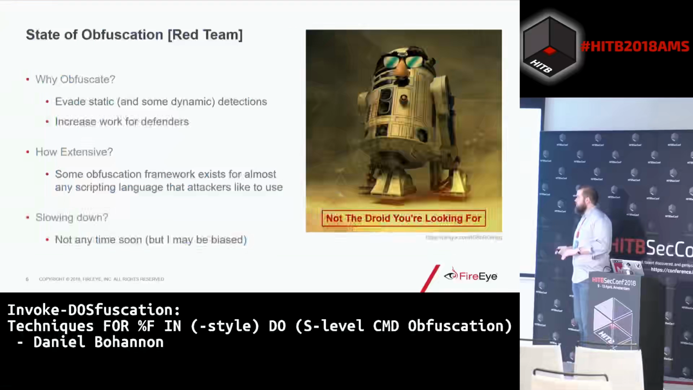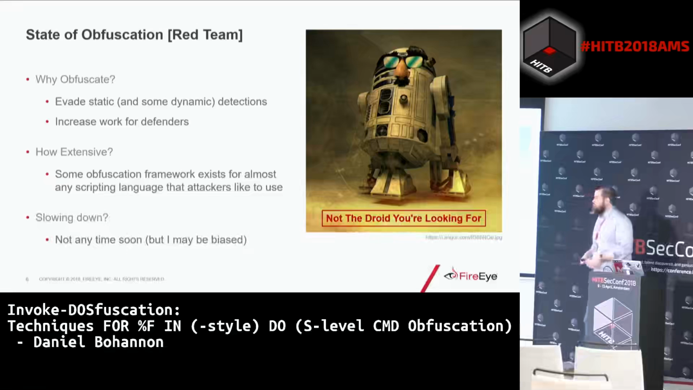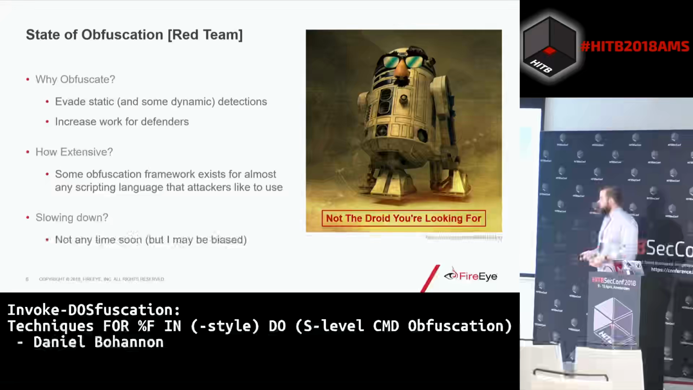So, the state of obfuscation. From a red team perspective, obfuscation is great because it takes little effort to get big gains. And the whole point that I researched this is, again, as a defender, I'm trying to figure out what are all the ways that I can mess up my own detections, and let me figure that out first so I can make my detections more robust. There are obfuscation frameworks for so many languages available for free out there. And even though I may be biased, I don't see this slowing down anytime soon, just because it's so effective and we see so many attackers continually being creative in how they obfuscate to get around detections.